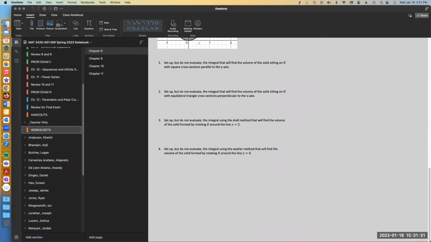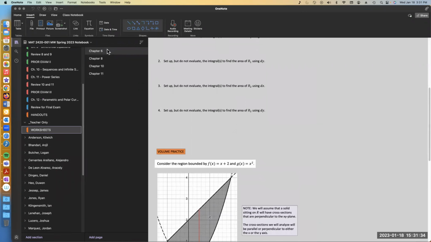So here's our chapter 6 worksheet. And the idea with these worksheets, I'm going to do 4 of them for our 4 main chapters, 6, 8, 10, and 11. 7 and 9, we just cover a little bit of stuff, so we're not going to do a worksheet for there.